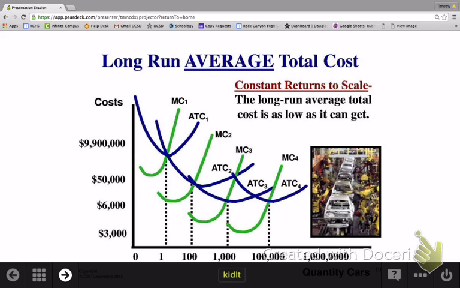Here we add a fourth one. Now, in this example, notice that the average total cost curve for the fourth short run period looks similar to the average total cost curve for the third one. This is because at a certain point, a firm may achieve what we call constant returns to scale rather than decreasing returns to scale. And when that happens, that means that the lower long-run average total cost is as low as it can possibly get. And a firm cannot get a long-run average total cost any lower than that.